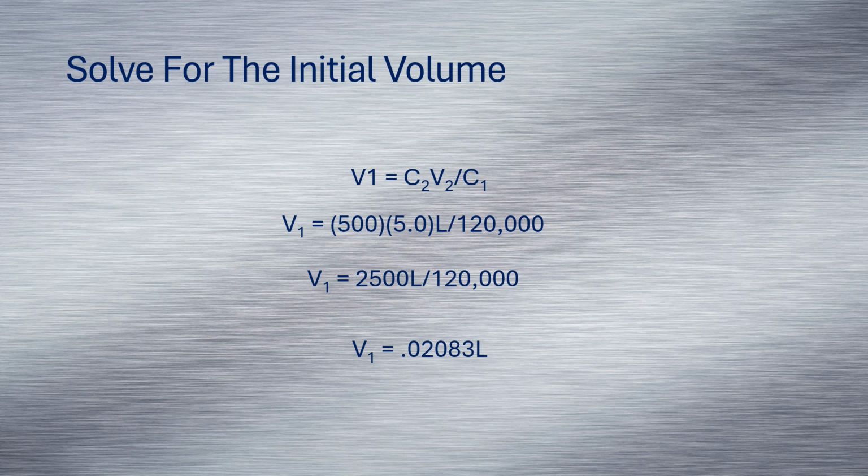stock solution. We'll start with our formula, V1 equals C2 times V2 divided by C1. Next, we'll substitute the numbers, 500 times 5.0 liters divided by 120,000. That gives us 2,500 divided by 120,000. When we calculate that, we get 0.02083 liters. So the initial volume of stock solution you'll need is just over 2/100ths of a liter.